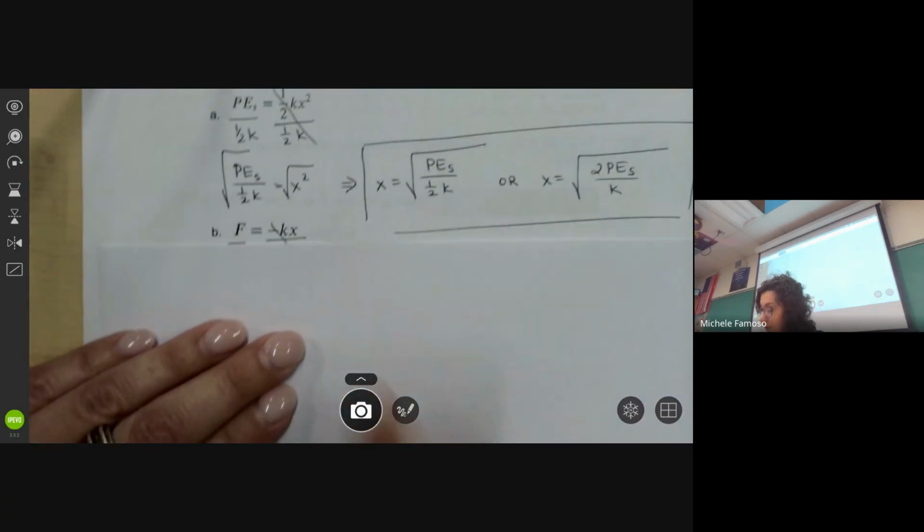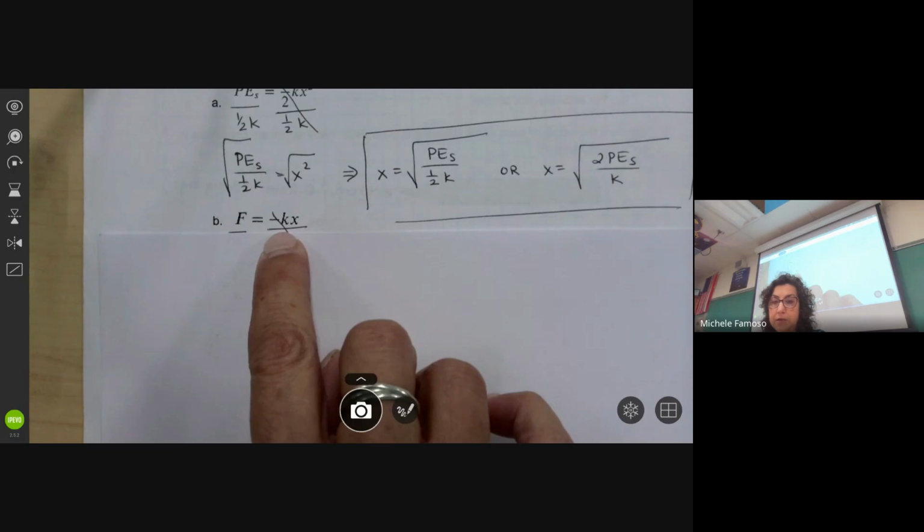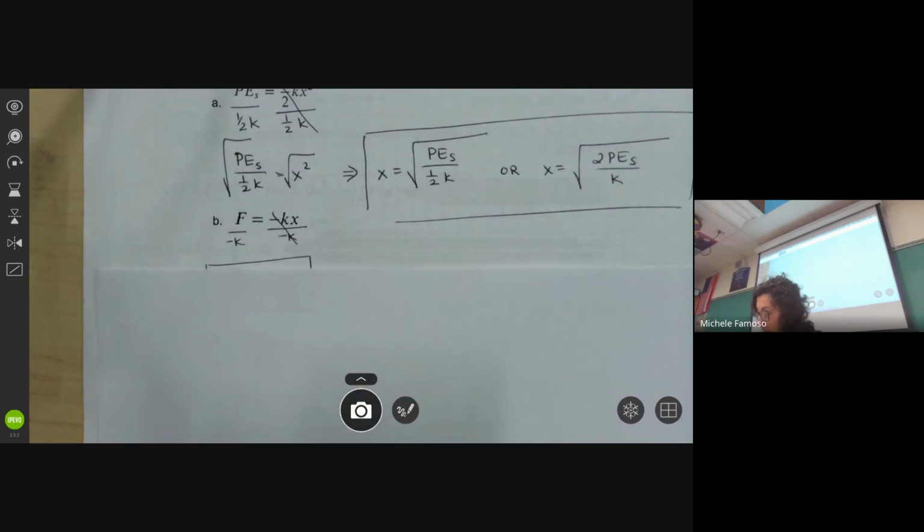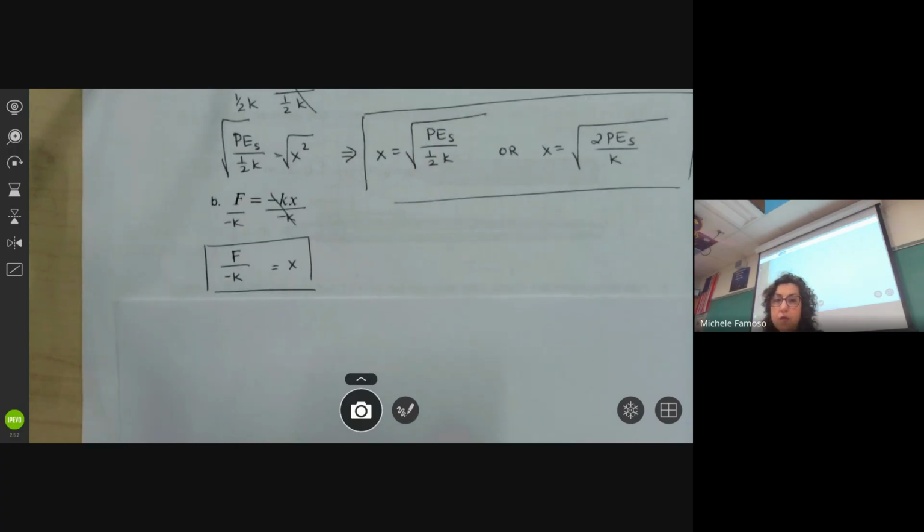Letter B, we have to divide both sides by the negative k to isolate the x. Gives us f over negative k is equal to x.